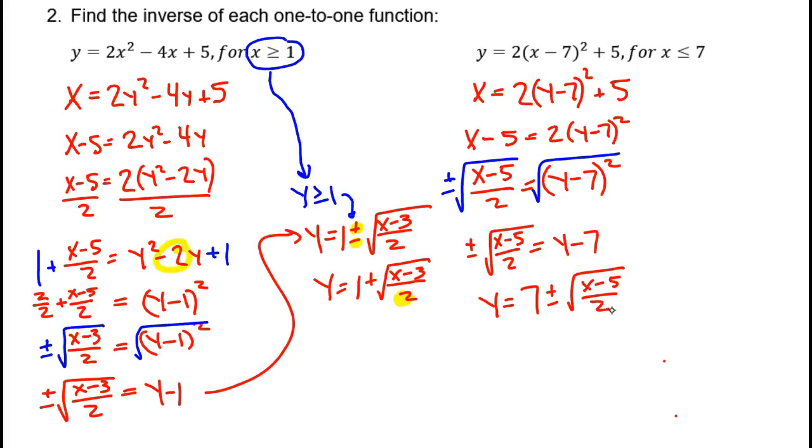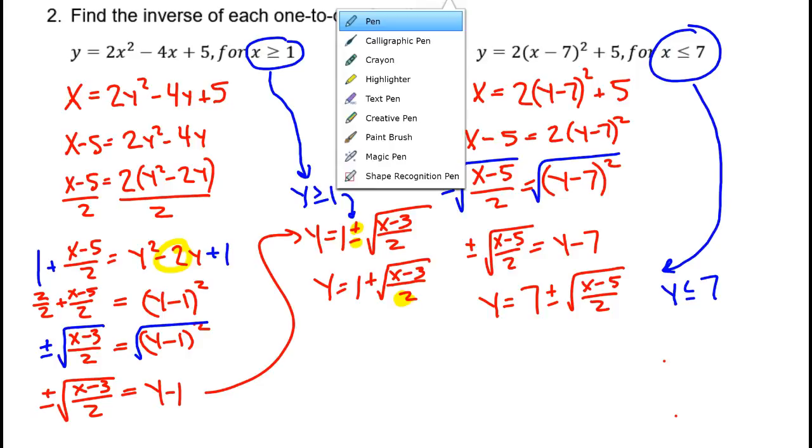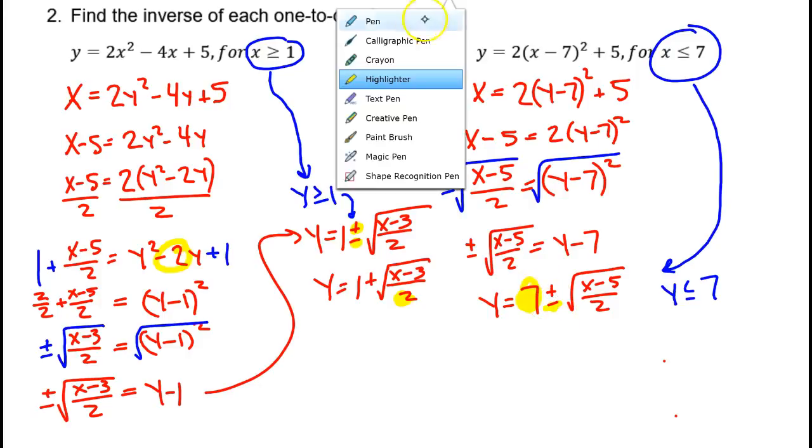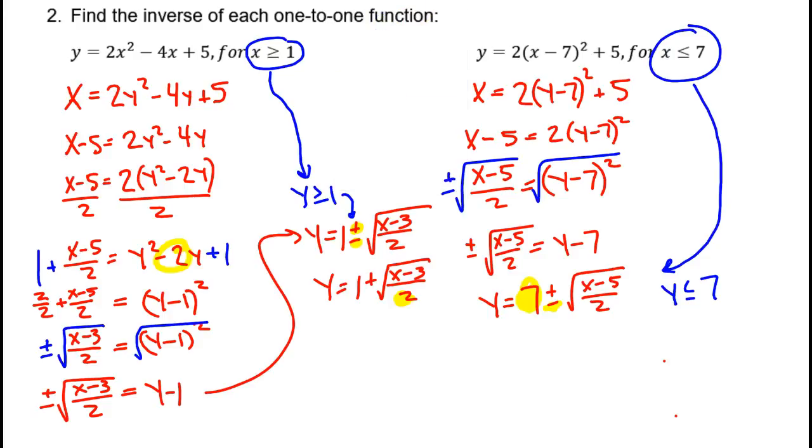But that's not a function, so what do we need to do? Well, don't forget our domain restriction in the original equation turns into a range restriction in our inverse. y has to be less than or equal to 7. Conveniently, we have this 7 right here, so we only have to decide whether we pick the plus or minus. Since we have to be less than 7, we'll pick the negative sign. And we have our final answer of y equals 7 minus the square root of x minus 5 over 2.